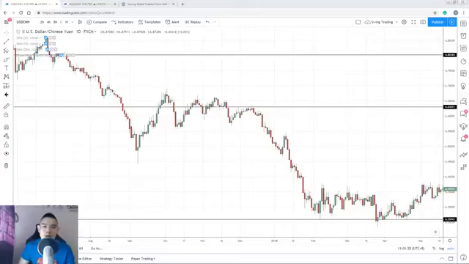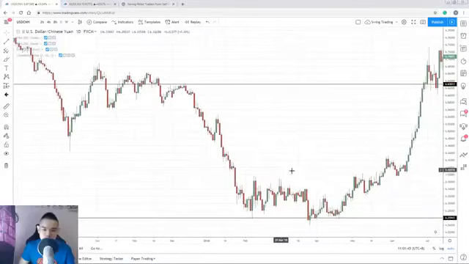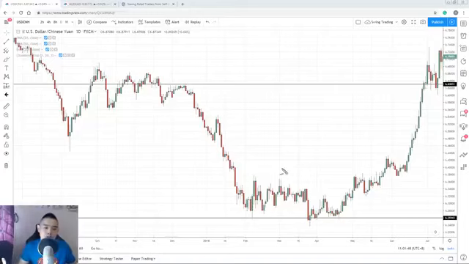So when does the break of structure occur? It occurs when the price breaks above this high over here. At that point, you would have a break of structure, and we had this reversal over here. So again, this is how you actually use the three concepts to predict market turning points.